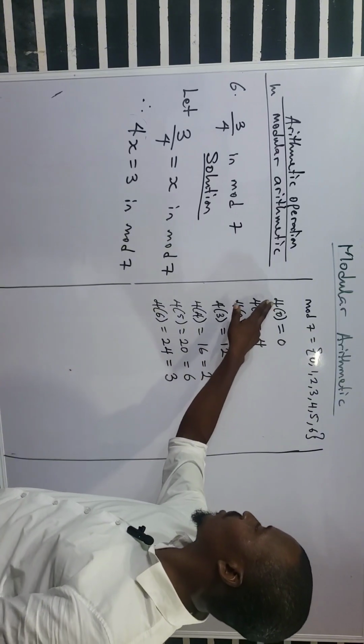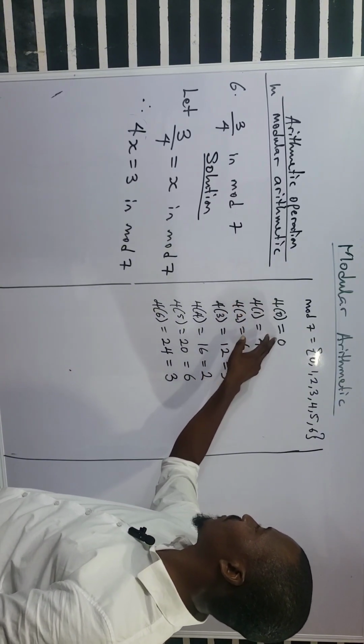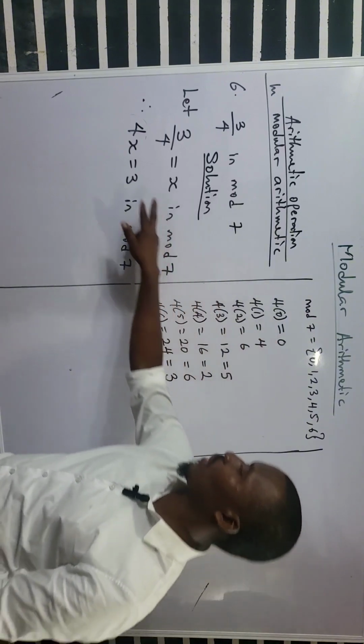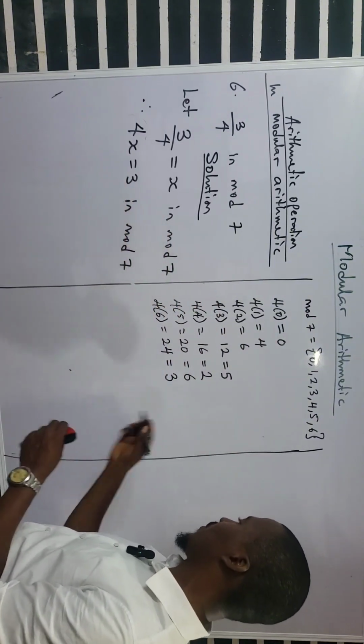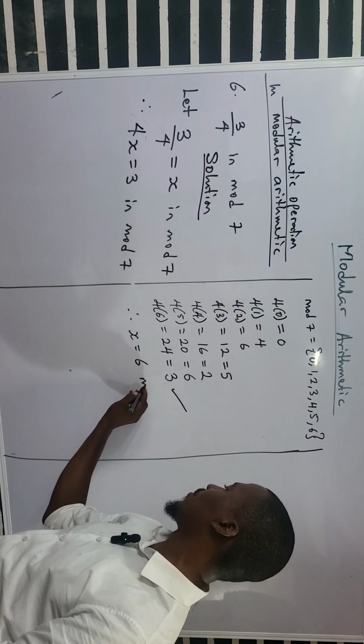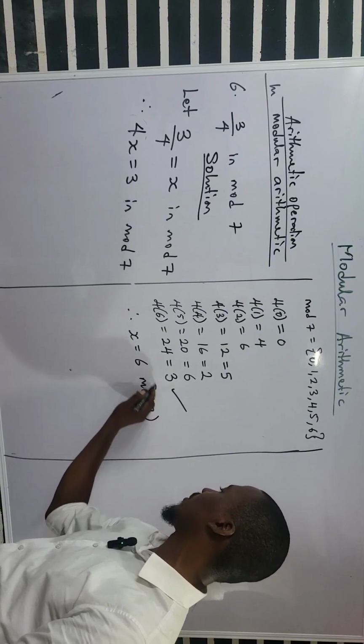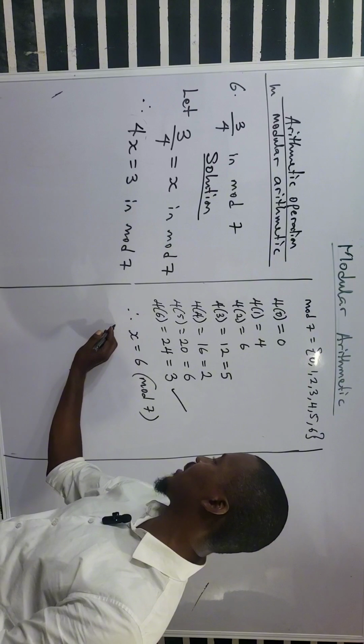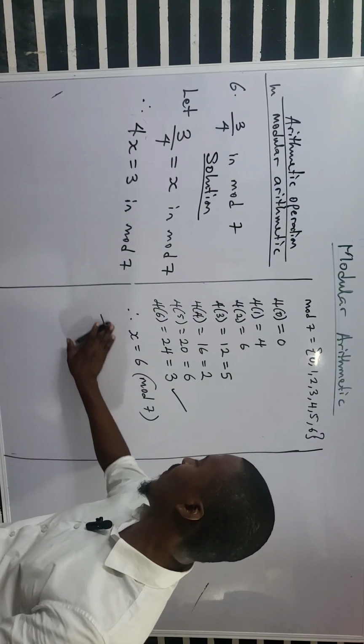So let's go over this again. 4 times 0 will give us 0. Okay, that's not what we are looking for. So this is our answer now. Therefore, x is equal to 6 modulo 7. So, and what is x? x is 3 over 4.